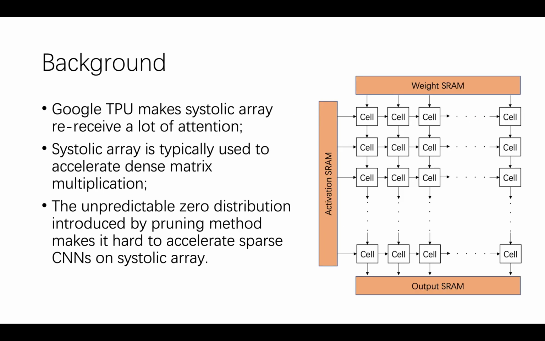In 2015, Google released a systolic array-based AI accelerator (TPU), which made the systolic array receive a lot of attention. Because of its regularity and simplicity, the systolic array is typically used to accelerate dense matrix multiplication. However, the pruning method introduces unpredictable zero distribution in neural networks, which makes it hard to accelerate sparse CNNs on a systolic array.